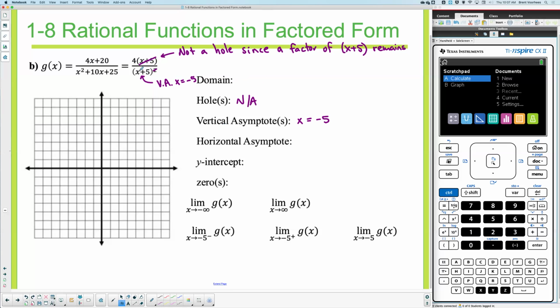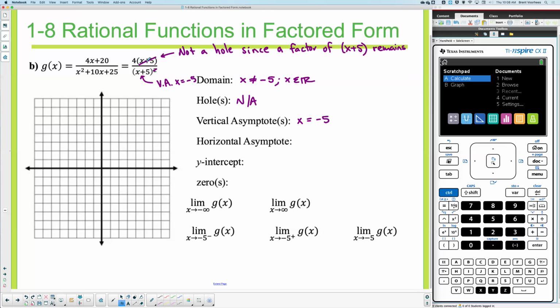My domain, I just cannot be any value of x that ever came from the denominator, which means I cannot be what value? Yeah, there you go, -5. But what can I be? Everything else.